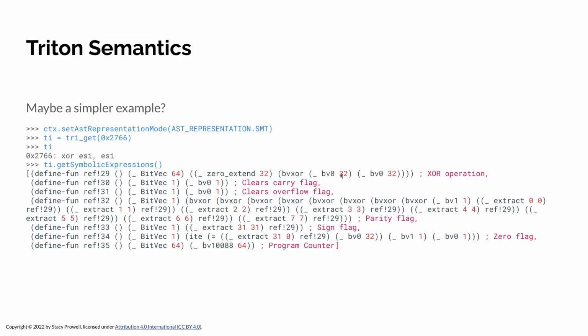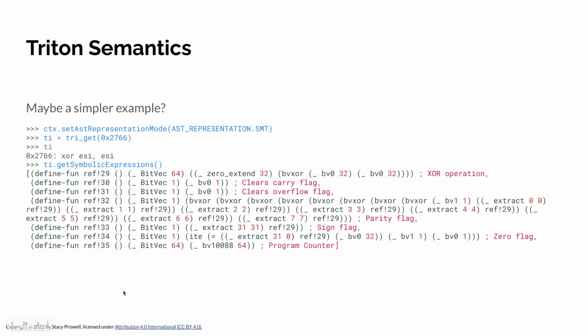So here I have a 32-bit bit vector, same 32-bit bit vector. I am exclusive ORing 2-bit vectors. One with itself, that's really going to give me a 0. It hasn't necessarily figured that out yet, but that's okay. And then I'm going to 0 extend that, and then I'm going to store that over here in some other bit vector that's 64 bits, and that's going to be my ref29, which in this case is going to be my new value for ESI.